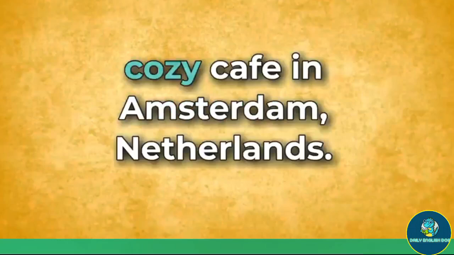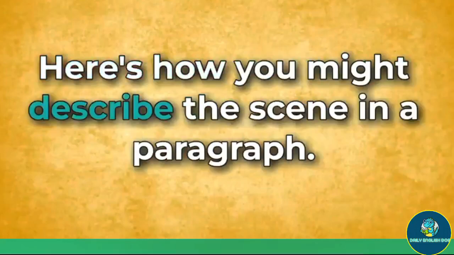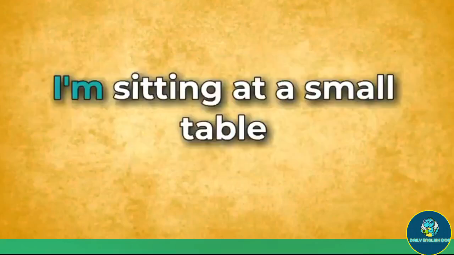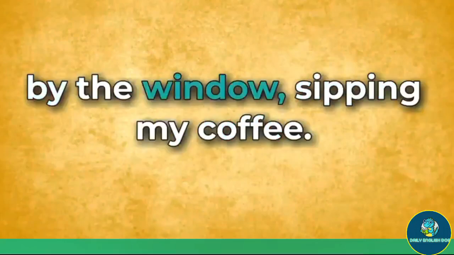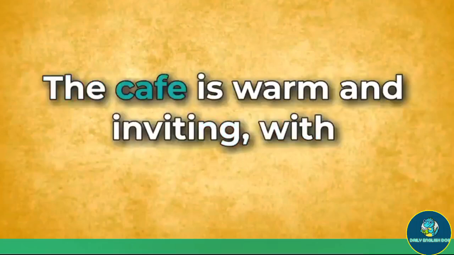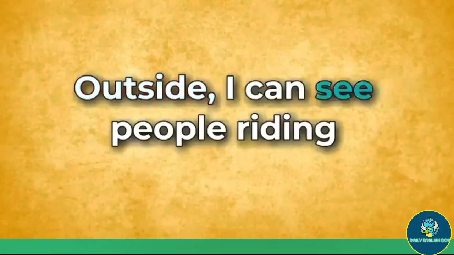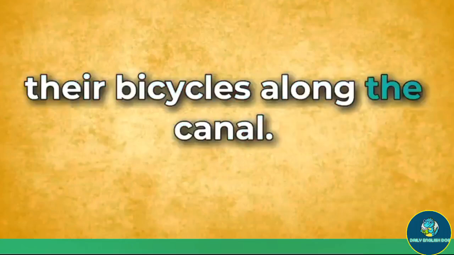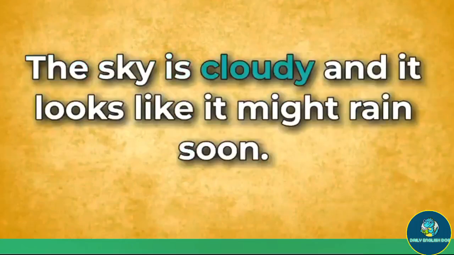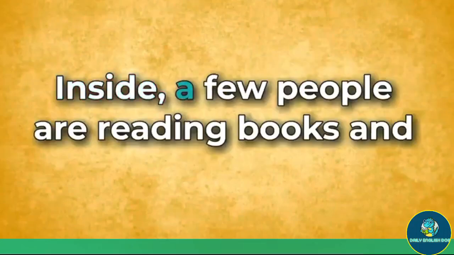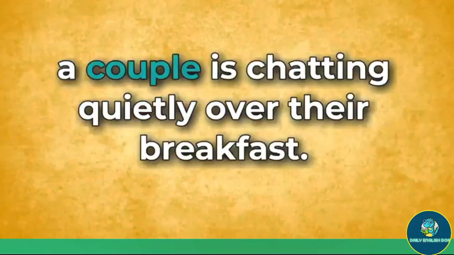Imagine you're sitting in a cozy cafe in Amsterdam, Netherlands. Here's how you might describe the scene in a paragraph. I'm sitting at a small table by the window, sipping my coffee. The cafe is warm and inviting, with soft music playing in the background. Outside, I can see people riding their bicycles along the canal. The sky is cloudy, and it looks like it might rain soon. Inside, a few people are reading books, and a couple is chatting quietly over their breakfast.